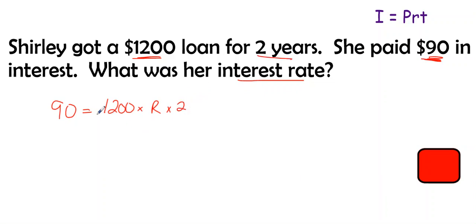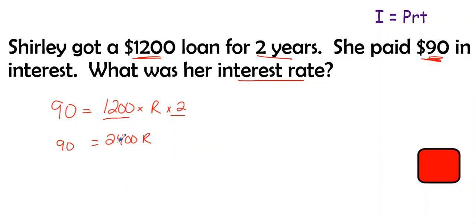Okay. So when I get a situation like this where I give you the interest and you're going to have to figure out the rate, we're going to have to solve this equation, guys. So the first thing you want to look at is on this side, what can I do? Well, I can go ahead and multiply 1,200 times 2. If I multiply that by 2, that gives me 2,400. So 2,400 times R would have to give me $90. So now we're solving an equation.